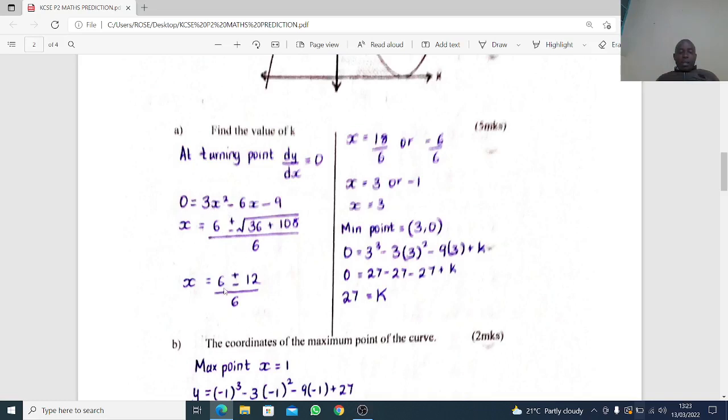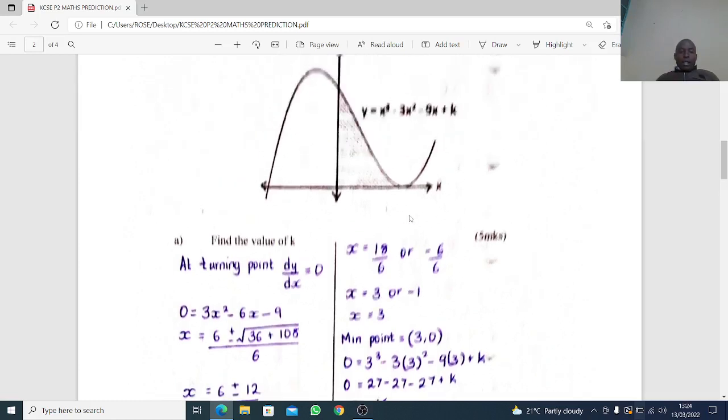So it becomes 6 plus or minus the square root of 144, which is 12, all over 6. So it can be 18 over 6, which gives you 3. Or 6 minus 12 gives you negative 6, over 6 is negative 1. So x is 3 or negative 1.